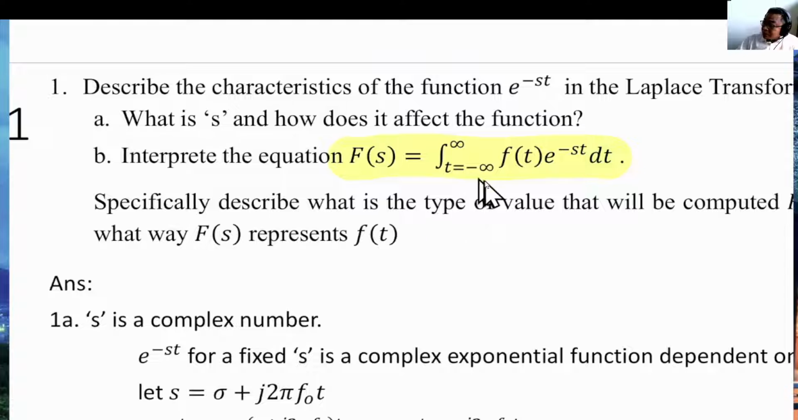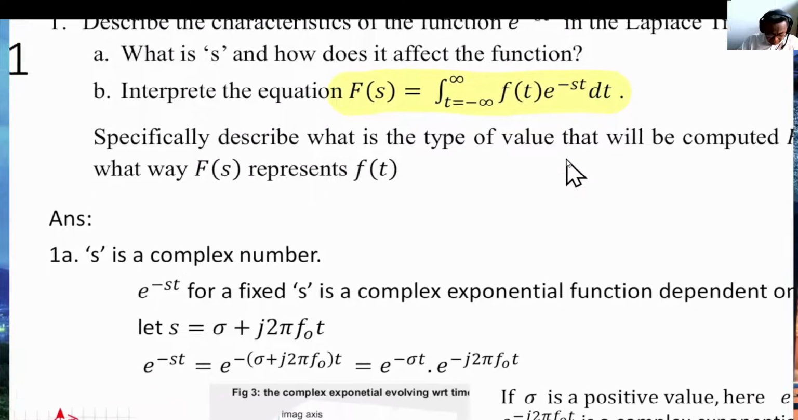We are supposed to integrate f of t with this expression to get F of s, the Laplace transform of f of t. You are integrating from minus infinity to infinity of t, the function f of t multiplied by exponential minus st. The question asks us what is s for part A and to interpret this equation. Let's start with s first.